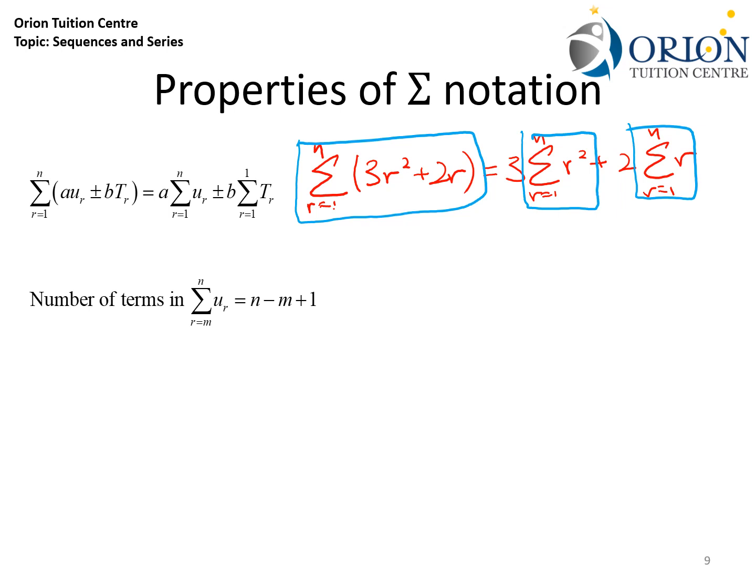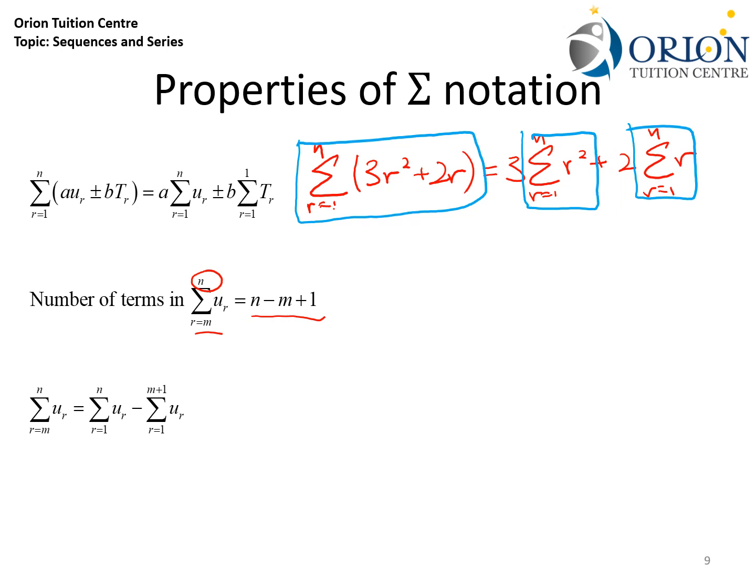However, we can calculate the number of terms in a summation which starts from r equals m and ends at r equals n using the formula n minus m plus 1. Also, we have this formula which is very useful when evaluating summations that do not start from 1, when we only have the formula for summations starting from r equals 1.